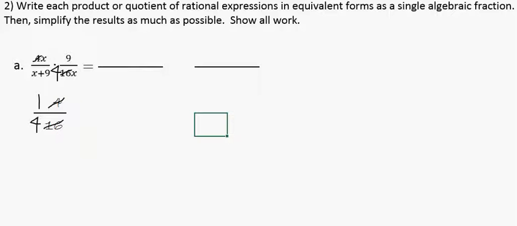If I had 5 over 4 times 5, I could cancel the 5s. I have x over 4 times x. I can cancel the x's.